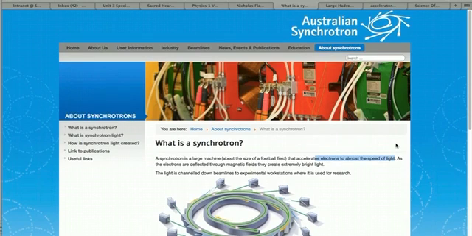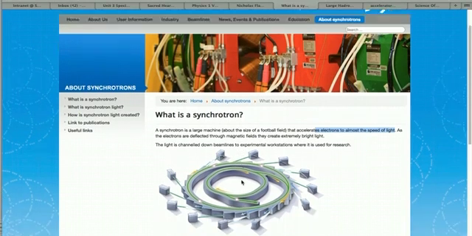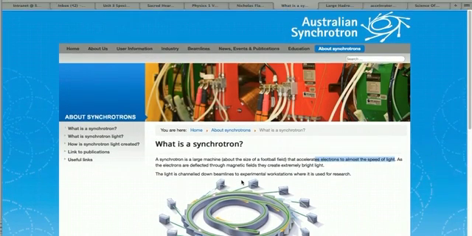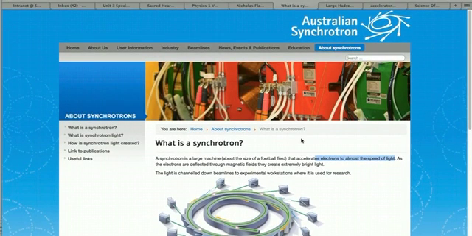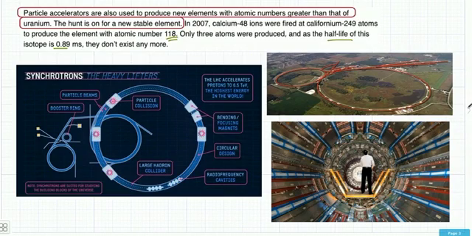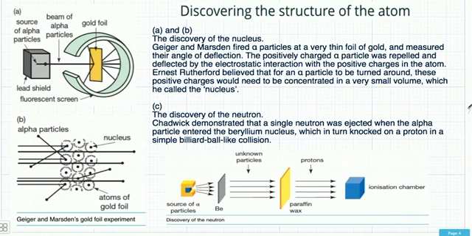So the synchrotron's really neat because it is being used for some really cutting edge science and something you might be interested in going into if you continue with your physics. So those are our particle accelerators, very big. Now the next part we're looking at here is the discovery of the structure of the atom.